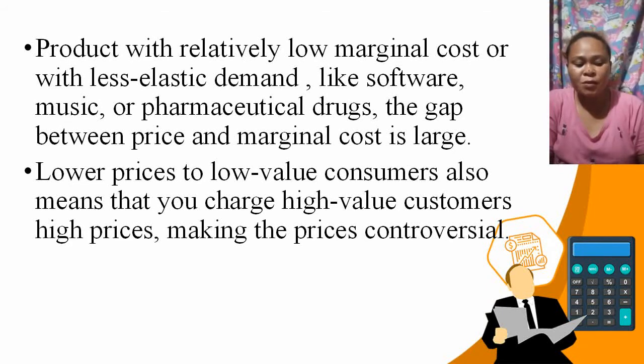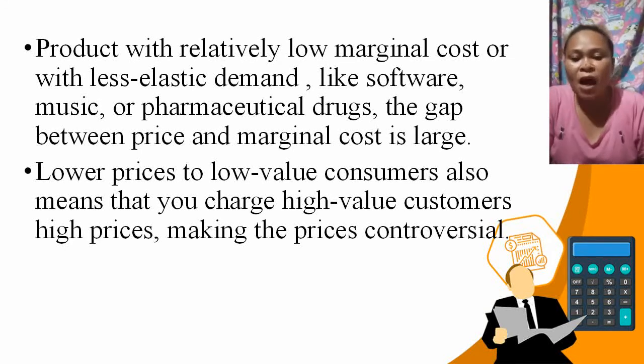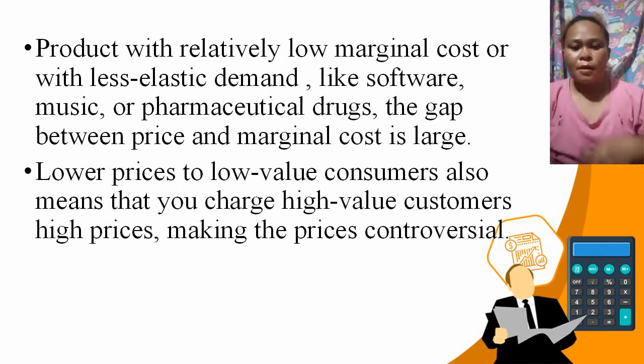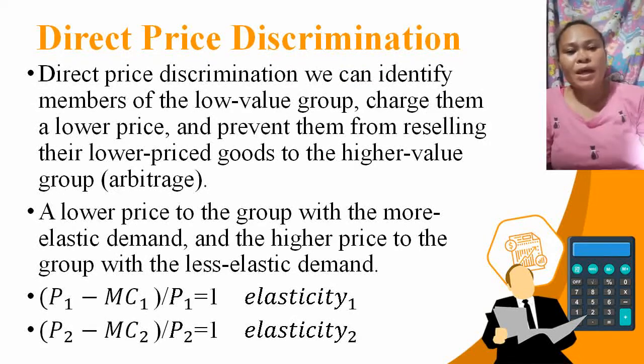firms offer a 10% reduction to students. Students typically have lower income, so their demand is more elastic. These groups are often poorer than the average consumer. The downside is that some consumers will face higher prices. In direct price discrimination, we can identify members of the low-value groups, charge them lower prices, and prevent them from reselling their lower-priced goods to the higher-value group.